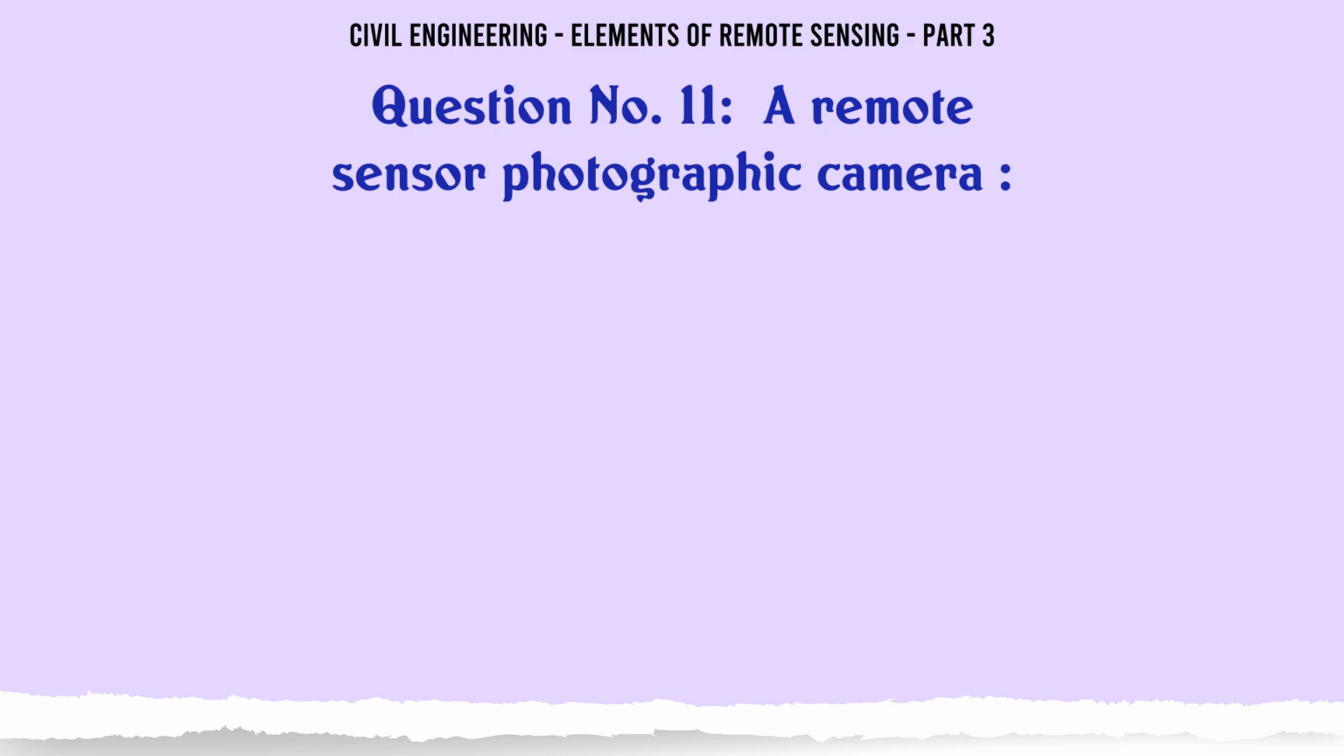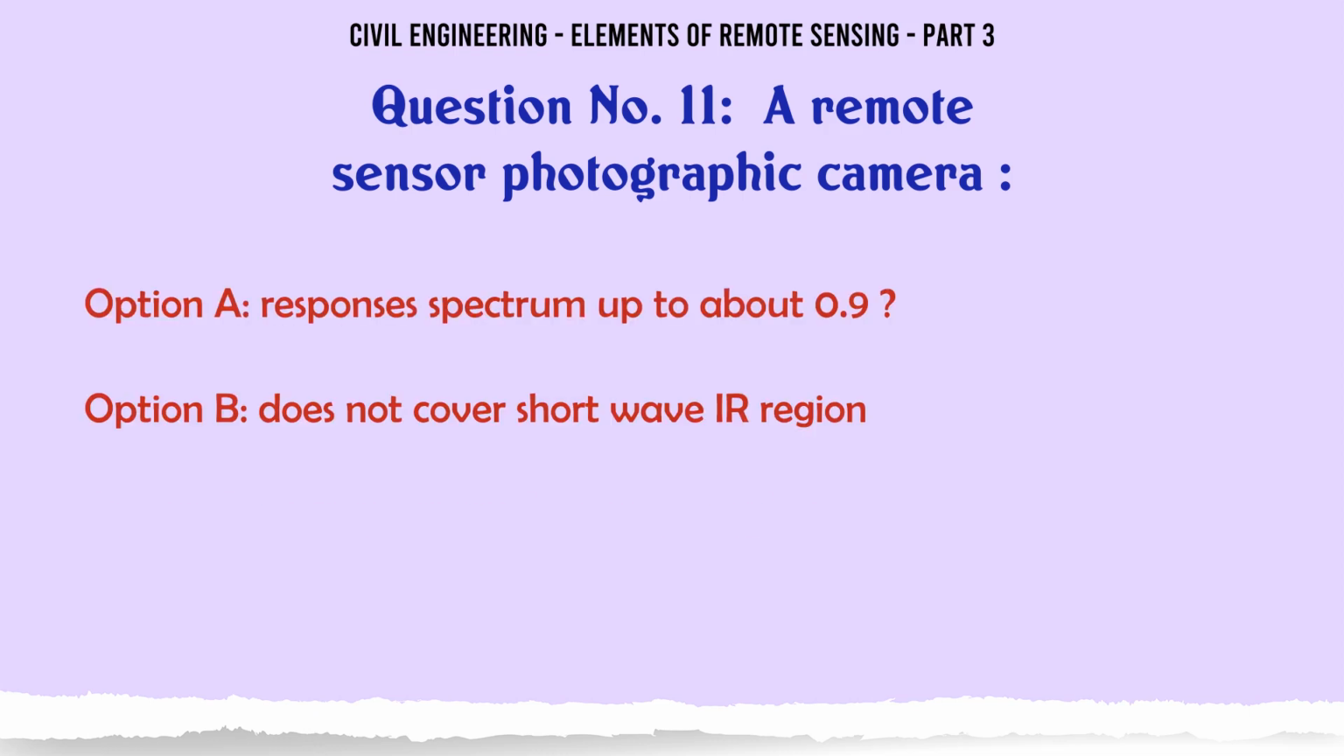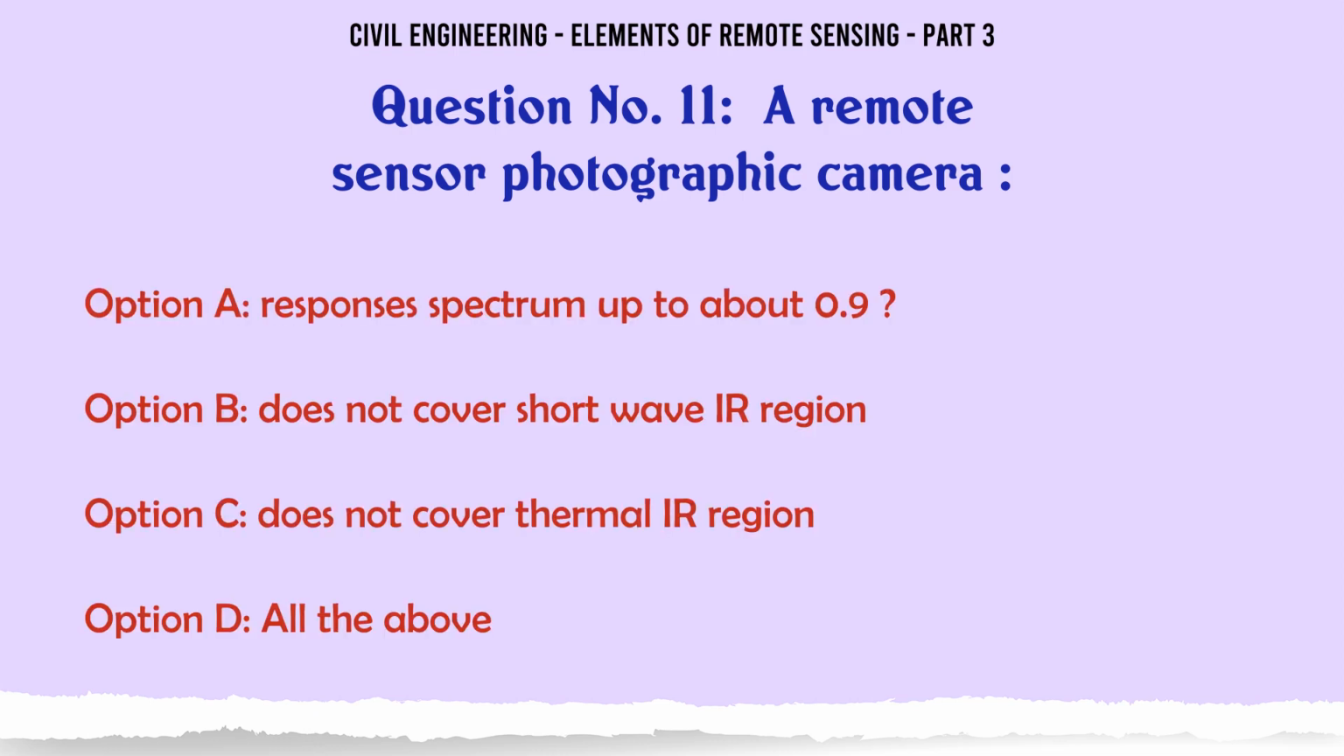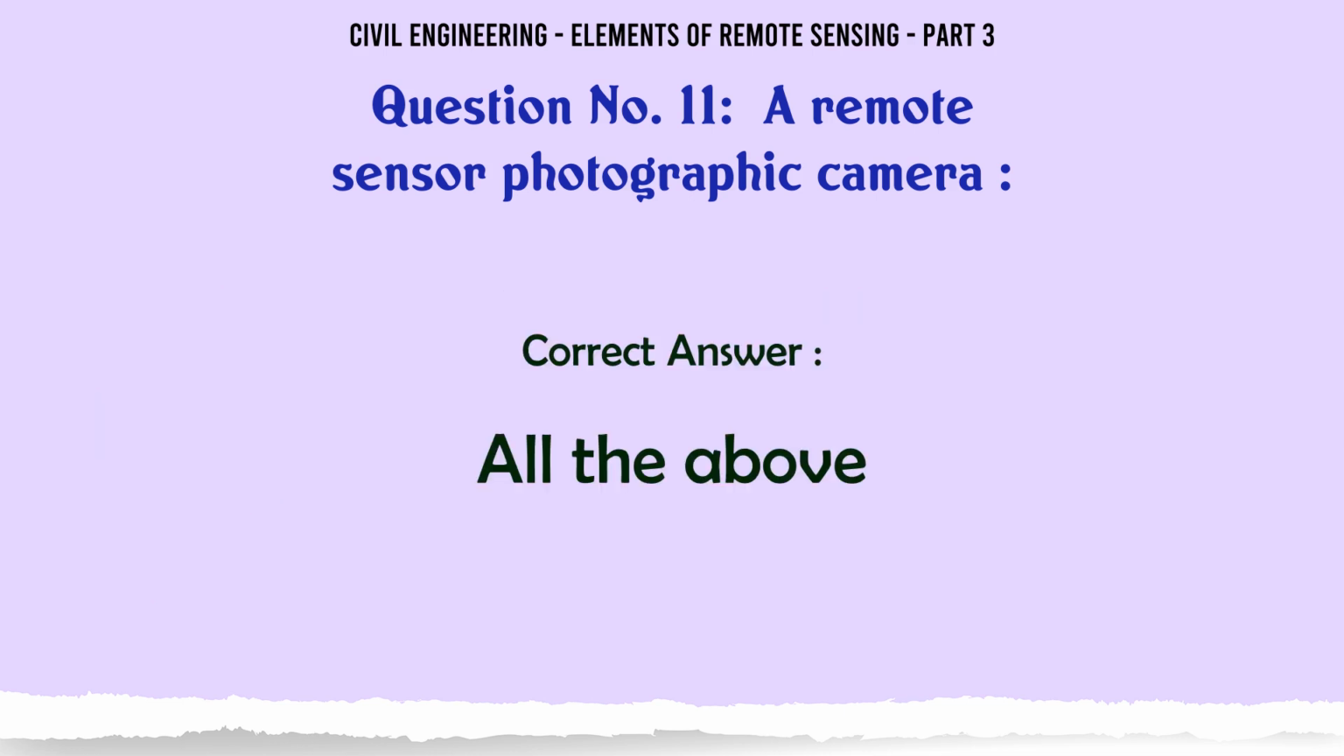A remote sensor photographic camera: A. responds to spectrum up to about 0.9 µm, B. does not cover the shortwave IR region, C. does not cover the thermal IR region, D. all the above. The correct answer is all the above.